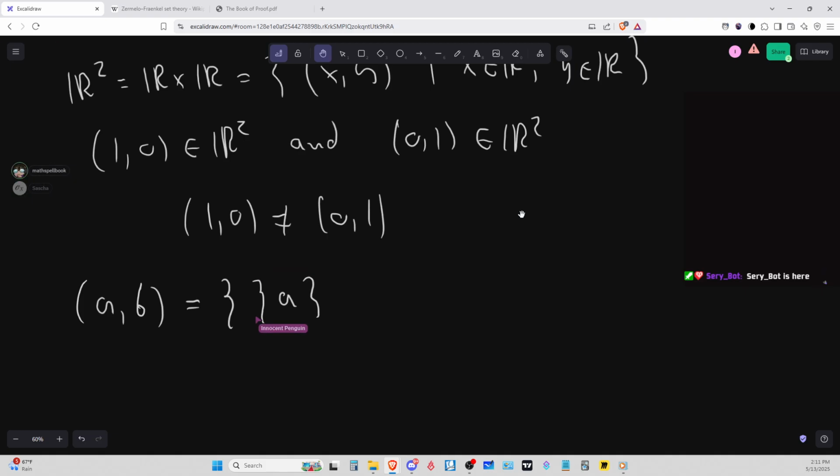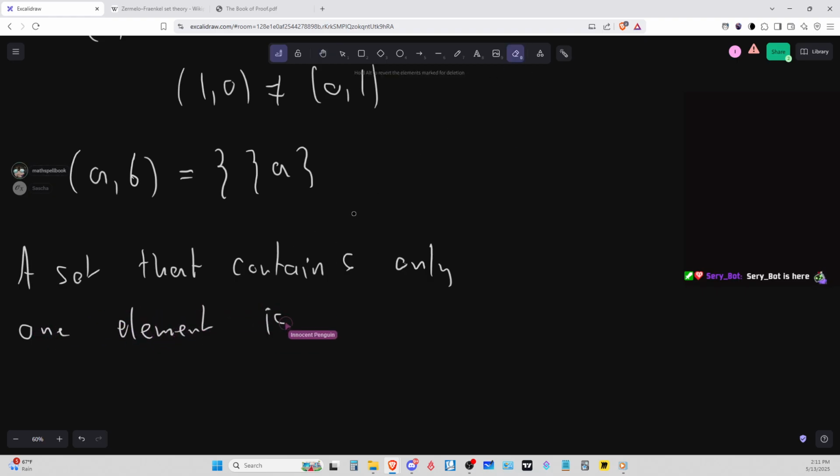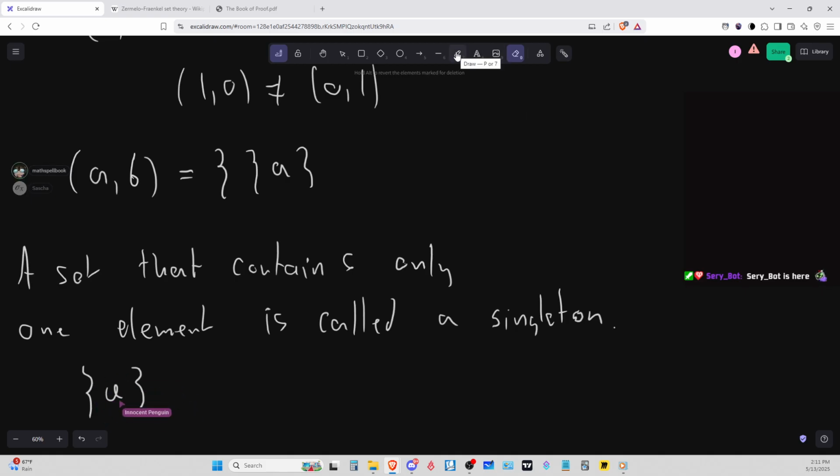Say that again? I will write it below. A set that contains only one element is called a singleton. So basically that means there's just one element, nothing more? Yes. Is that the name of the set that contains one element only, disregarding the empty set? The empty set is not a singleton because it contains nothing.